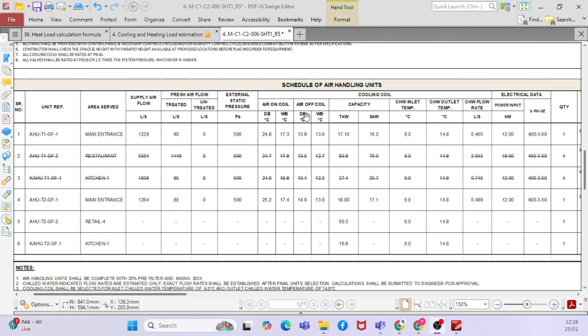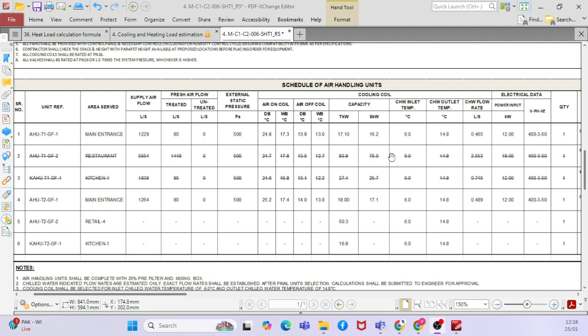Then you will see the air on coil temperature and air off coil temperature. This is the temperature across the coil, on coil and off coil. Then you have the cooling coil capacity, which is the total cooling load and also the sensible load. Then you have the chilled water inlet temperature, the chilled water outlet temperature, the chilled water flow rate, and the power input. So this is the schedule for the AHU. How to calculate and prepare this schedule is what we are going to see.